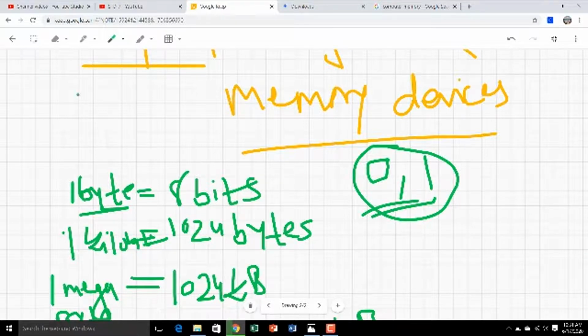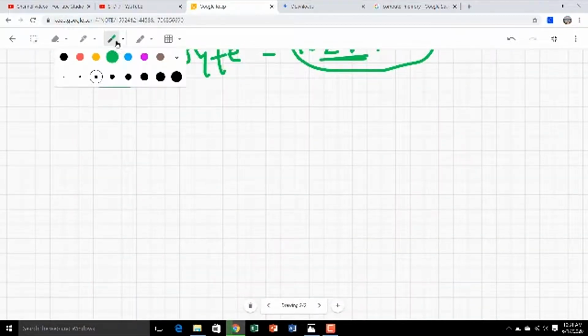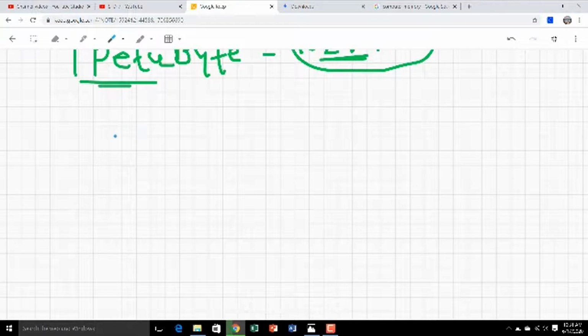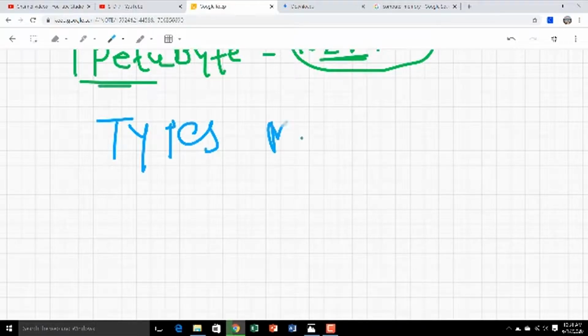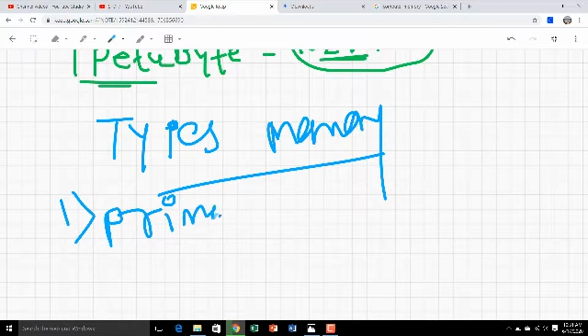Now our next topic is the types of memory. Memory has different types. There are basically two types of computer memory. First one is primary memory and second is secondary memory.